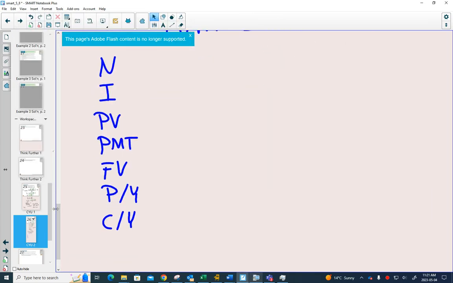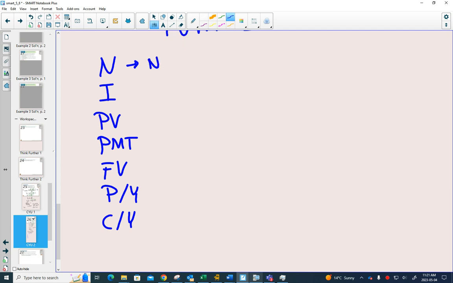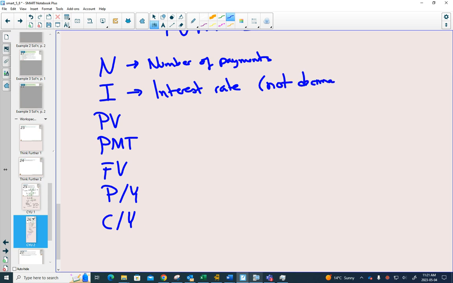So, the N stands for your number of payments. The I is your interest rate. But in this case, it's not a decimal. So if it's 7%, you just write 7. You don't change to 0.07.